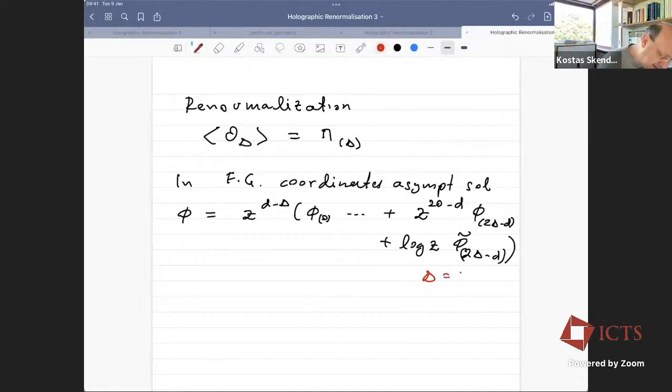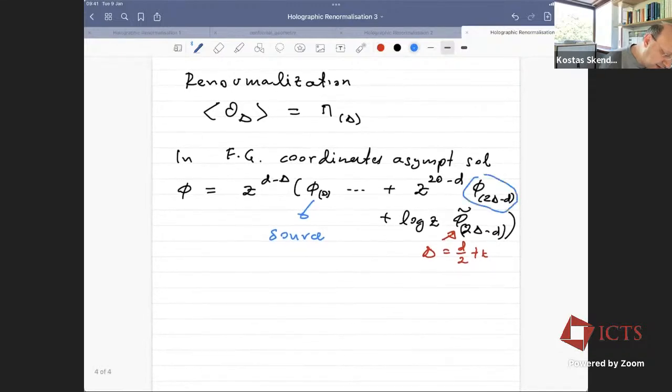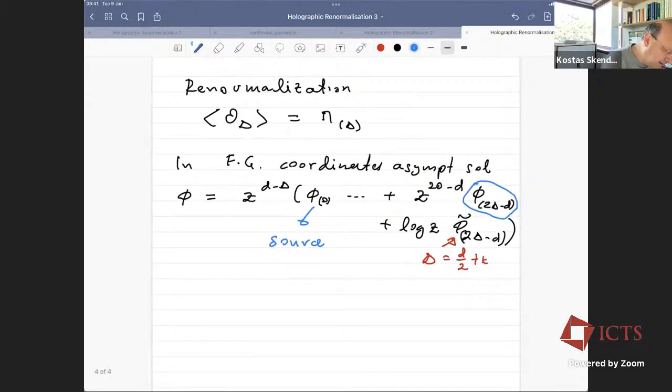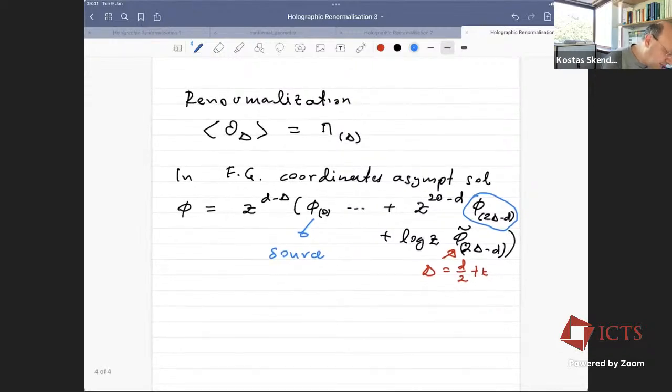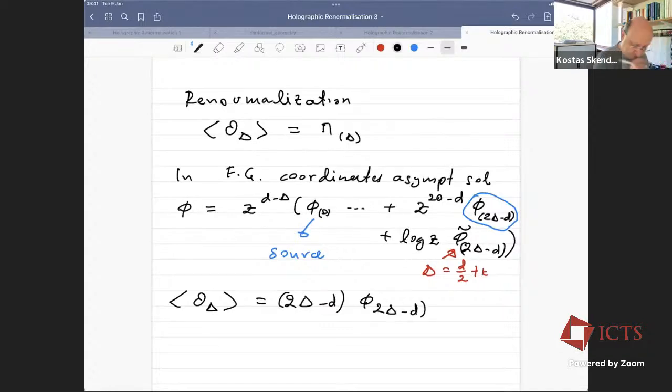Again, this guy is only present when this combination is an integer. And as before, this is the source. And now this guy here is the one associated with the VEV. And the precise formula is that O delta is 2 delta minus d times phi to delta minus d. Okay, that's the general asymptotic analysis.